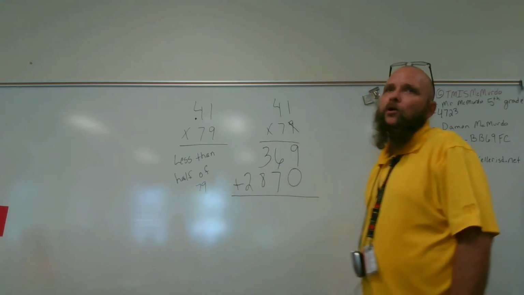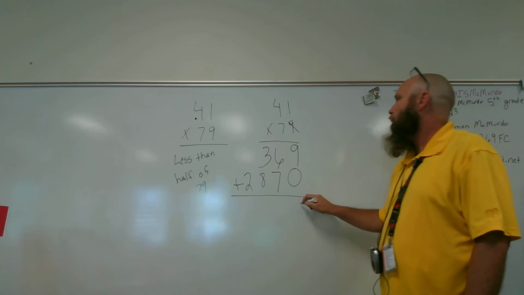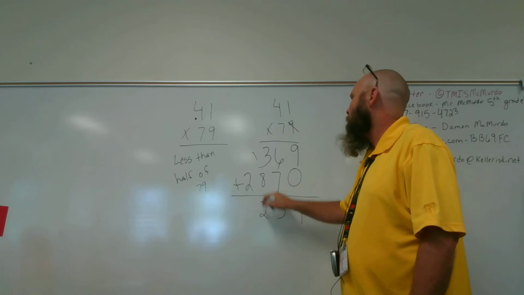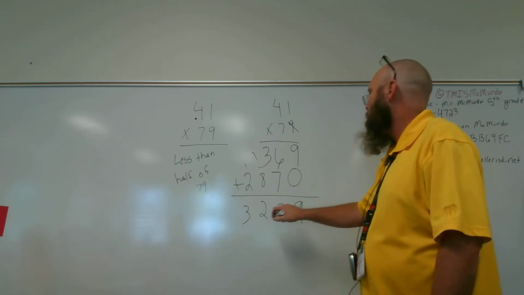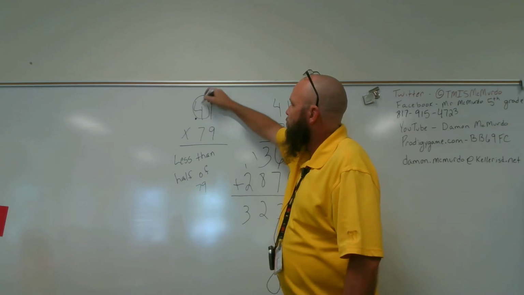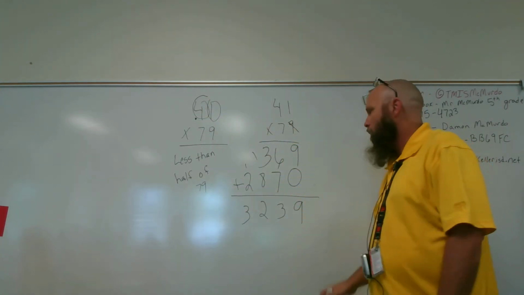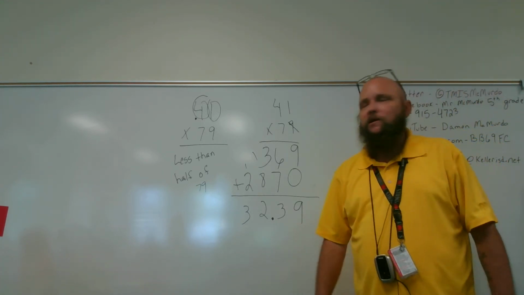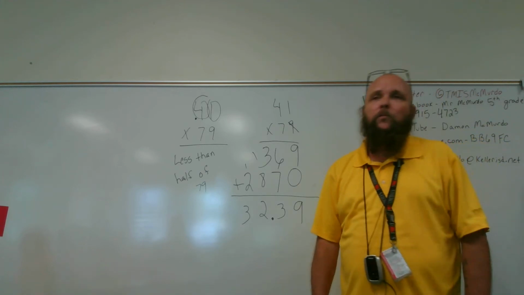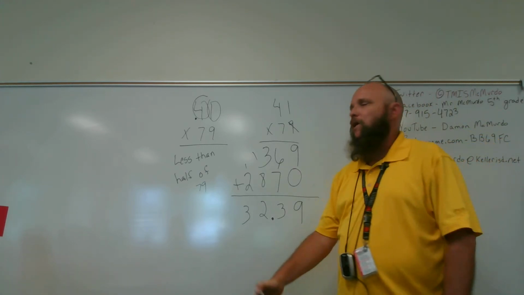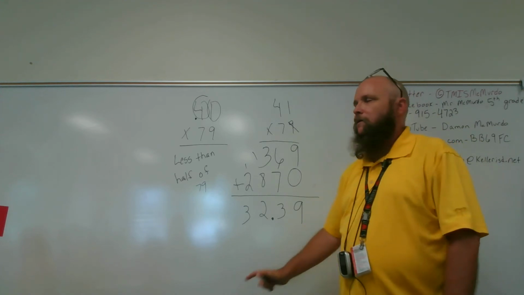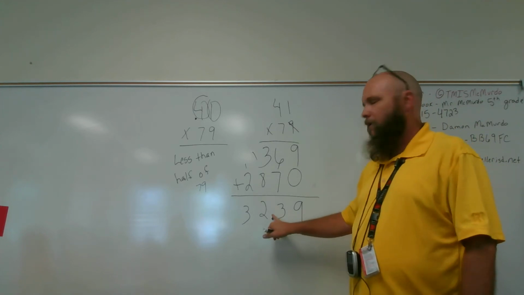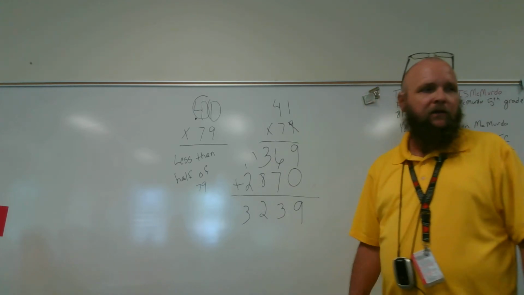I add those two products together, and I get 9, 13, 12, 3. I have 2 numbers behind the decimal point in my original problem. I need to have 2 numbers behind the decimal point in my product. So 41 hundredths multiplied by 79 is 32 and 39 hundredths. If it didn't have the decimal point in it like O on your paper, it would just be 3,239.